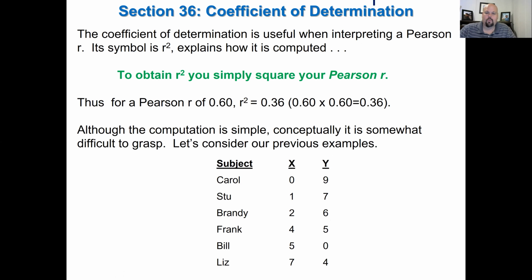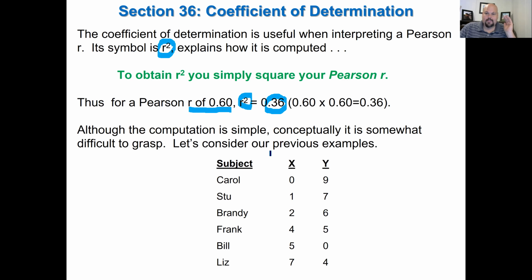Well, we're going to learn the coefficient of determination, which is a very simple calculation compared to the other one. It's literally just R squared. You're going to take the R that you calculate and square it. So for a Pearson R of 0.6, R squared is 0.36, because you're taking your R and squaring it. 0.60 times 0.60 on the calculator is 0.36.